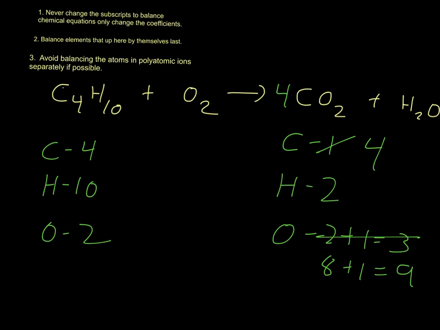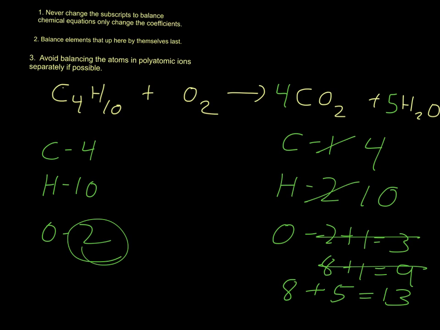Now I want to balance my hydrogens. I have 2 on this side, 10 on the other. What can I multiply 2 by to get 10? 5. That gives me 10 hydrogens, and it changes my oxygen count. It gives me 8 plus 5 is 13 oxygens.